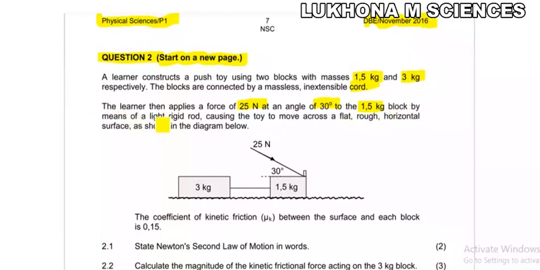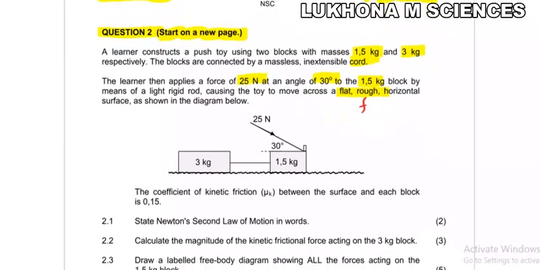By means of a light rigid rod, causing the toy to move across the flat rough surface. That rough tells us that there is friction on the surface, which means we have the frictional force. Before you answer the questions, it is wise to first draw the free body diagram for both objects. In our case, we have the 3 kg object and the 1,5 kg object.